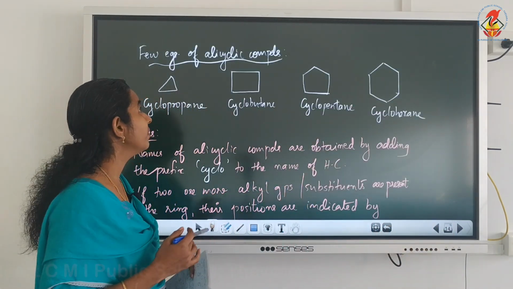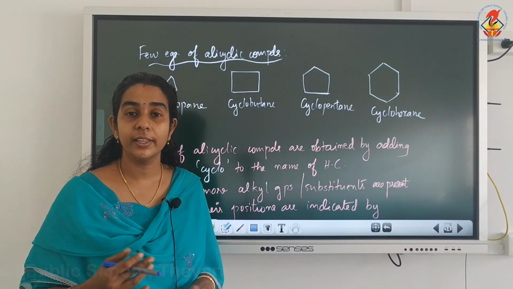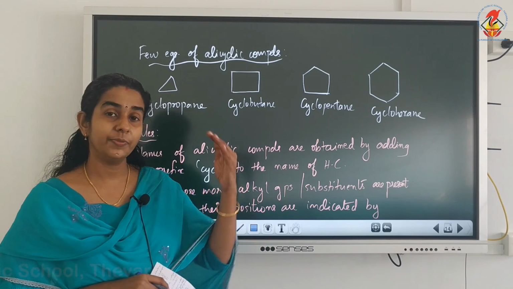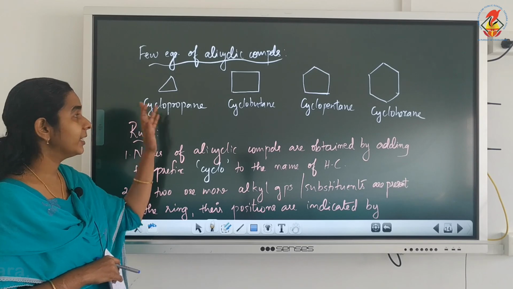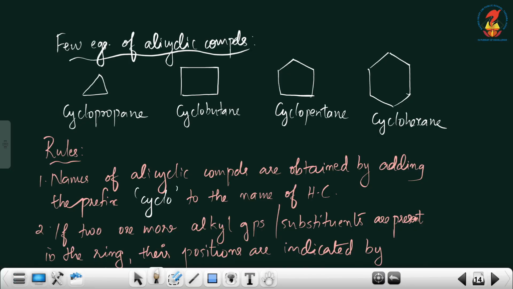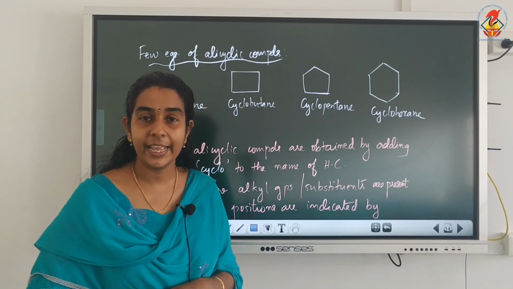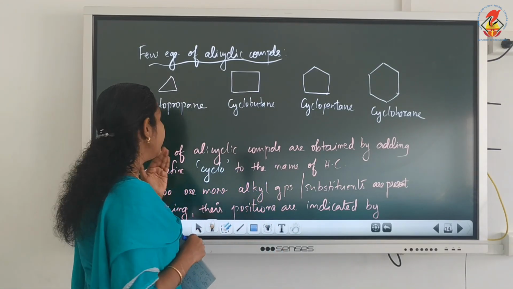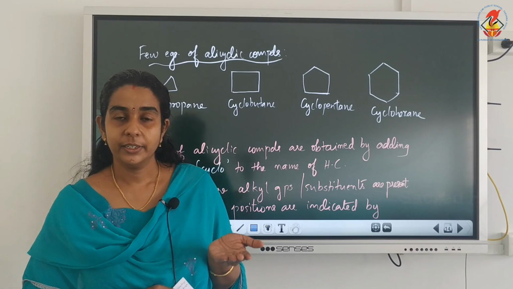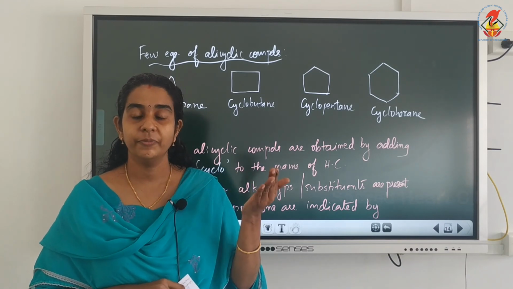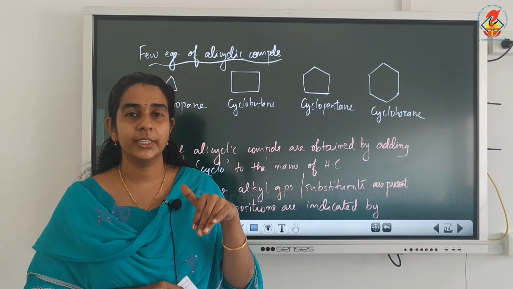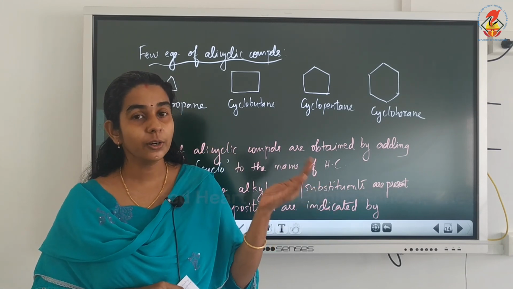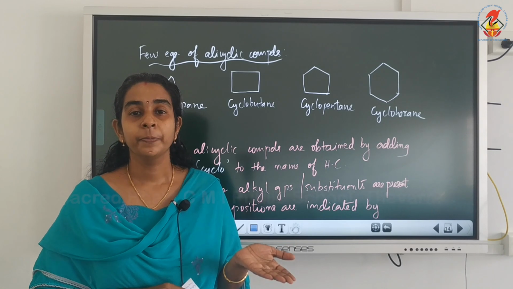So before we start the naming of alicyclic compounds, we have to revise which are the alicyclic compounds we studied. Yes, one is cyclopropane, then cyclobutane, cyclopentane, cyclohexane, etc. Now we will see a few rules which we have to follow when we do the naming of alicyclic compounds, in addition to the previous rules. So again, the previous rules are also applicable here when we do the naming.